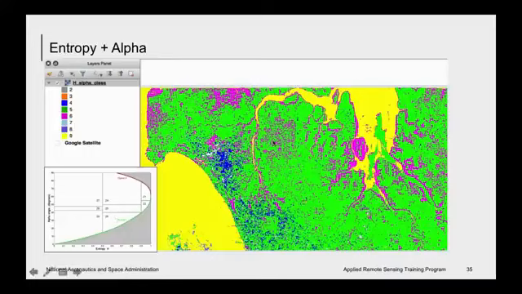So there are different classifications that you can do with these decompositions, but the point here is that they are unsupervised classifications, and they describe the physics of what's on the ground with a few parameters. So they're a very useful starting point for your land cover classification.